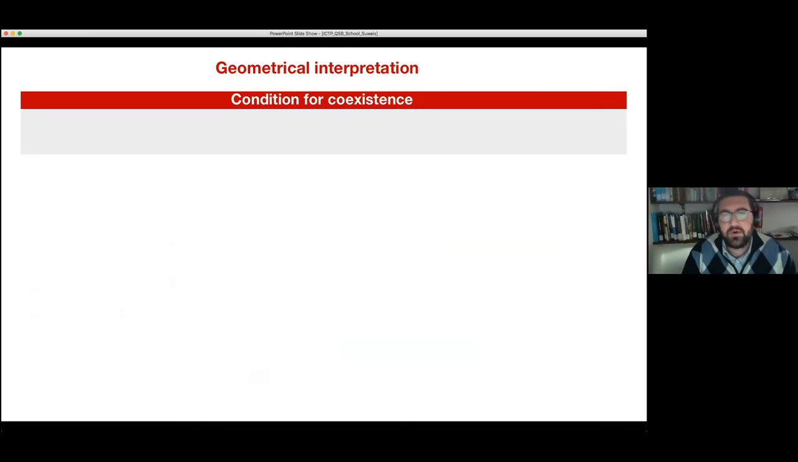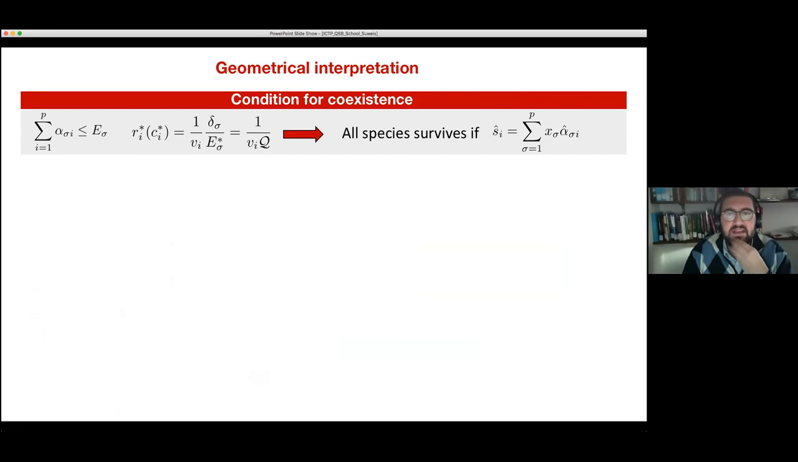Okay, so again, now we can write for our model a condition for coexistence. And in fact, in this case all species survive. These are just different mathematical details, but the final point is that again the scaled supply rate must be inside the convex hull of the metabolic strategies. So a different derivation, but the same result.